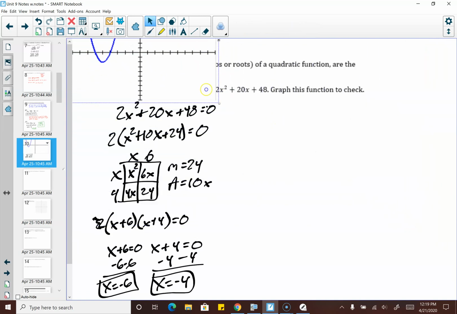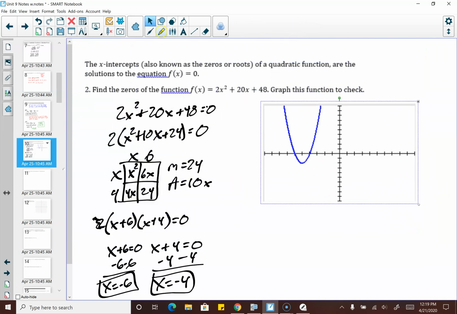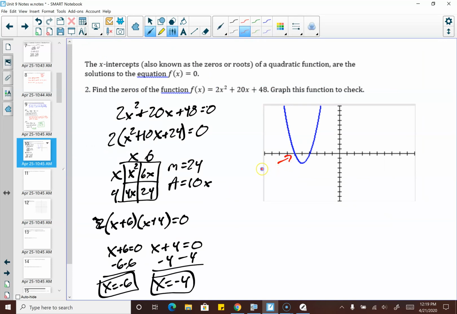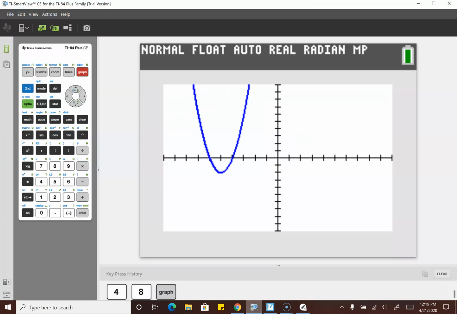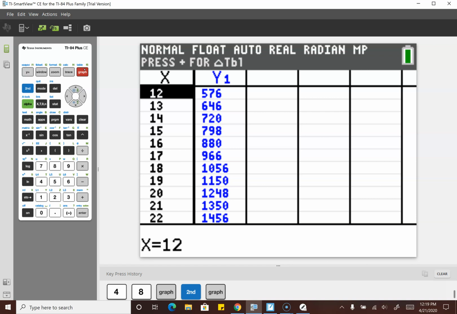All right. So as you can see here, it looks pretty evident that we have an x-intercept at -6, and we have an x-intercept at -4, okay? So like I said, that looks pretty evident there. That's how you can tell from your graph what your x-intercepts are. And then the other way to do it, again, is to go to our table and to find our zeros.